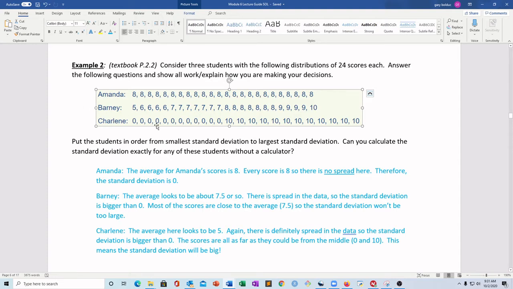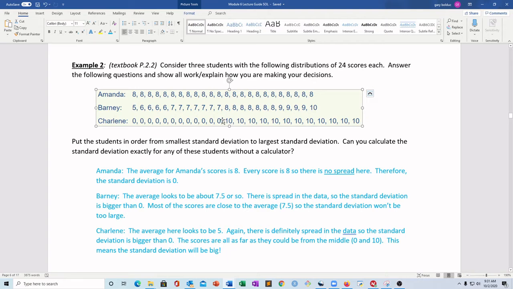So we'll look at Charlene. Charlene has a ton of spread in her scores. She's got a bunch of scores that are 0 and a bunch that are 10s. So how do we figure out the actual standard deviation here? We find the middle value. If we add all these numbers up, we're going to get about 5. Okay? So if you add all these up and divide by 24, you're going to end up getting 5.